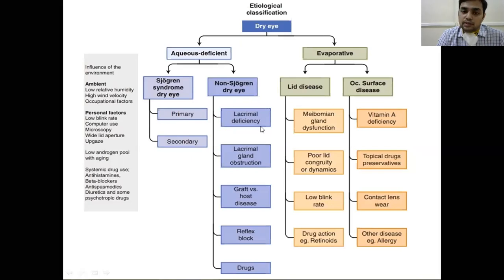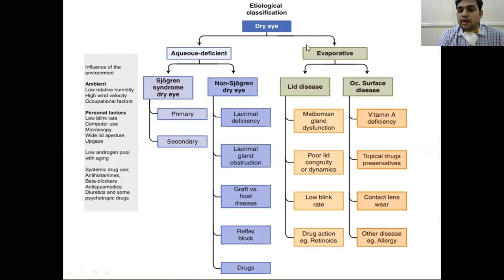Because of aging, there is a decreased secretion of the aqueous from the lacrimal gland, and because of lacrimal gland obstruction, or because of graft versus host disease, or because of the reflex blockage. Because of the decreased innervation of the lacrimal gland, there is a decreased secretion of the aqueous, and that also leads to aqueous deficient dry eye. And certain drugs like antihistaminics, beta blockers, antispasmodics, and diuretics may cause aqueous deficient non-Sjogren's dry eye. This is about aqueous deficient dry eye.